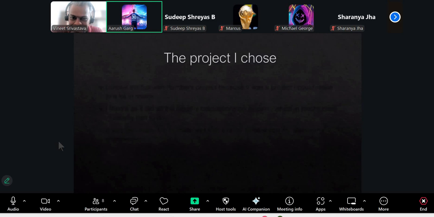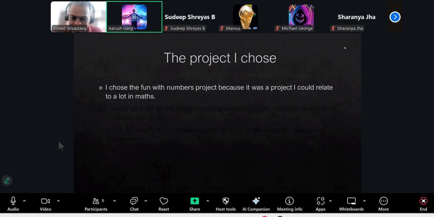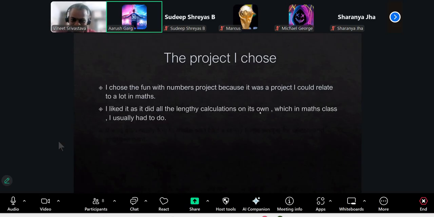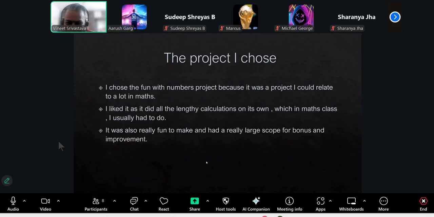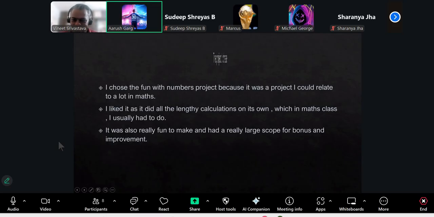I chose the Fun with Numbers project because it was a project I could relate to a lot in maths. I liked it as it did all the lengthy calculations on its own, which in math class I had to suffer doing. It was also really fun to make and had a large scope for bonus and improvement.